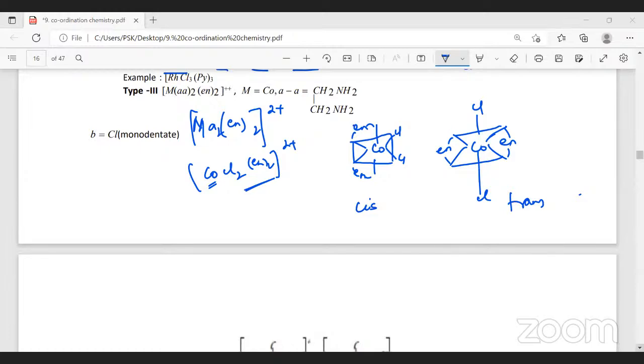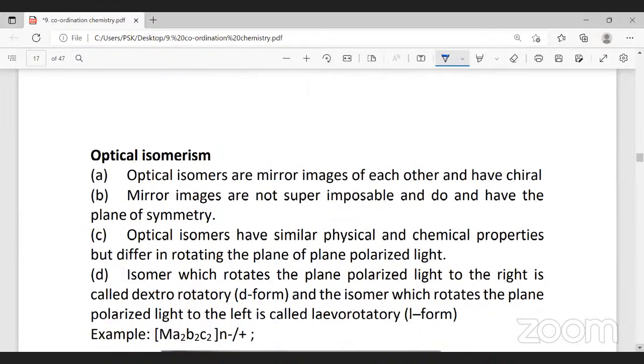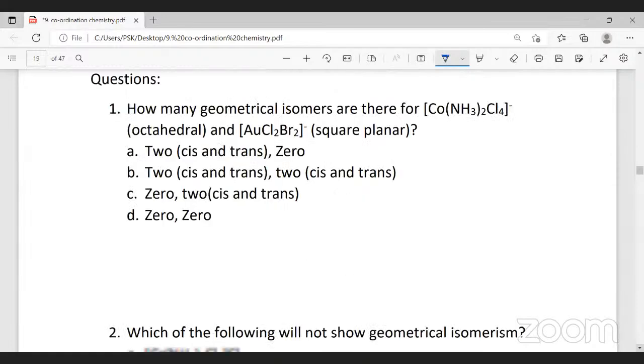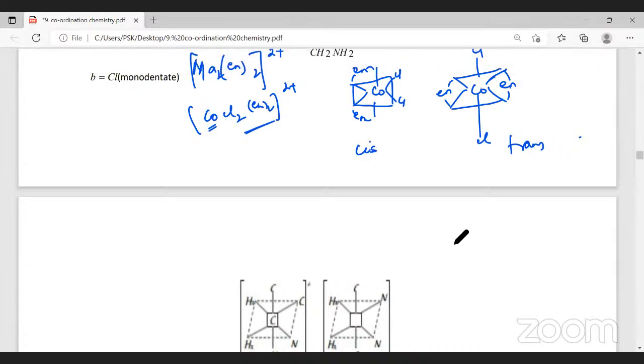Now coming to the optical isomerism. What is the condition for a molecule to exhibit optical isomerism? Now, assume, don't laugh, this is my left hand. And I keep a mirror. This is my thumb. This is my little finger. I keep a mirror here. Now, the thumb will be here in the mirror, and this is the small finger. Yes or no? It will appear like this.